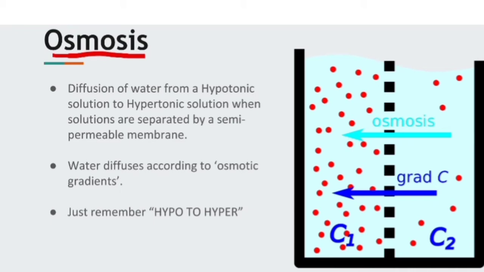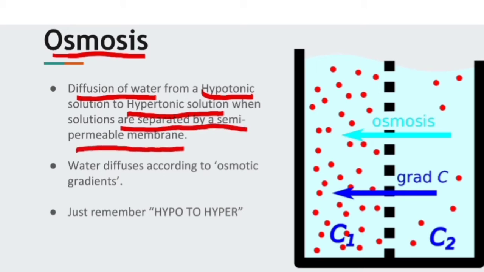So what is osmosis? Osmosis is the diffusion of water from a hypotonic solution to a hypertonic solution when the solutions are separated by a semi-permeable membrane. As you can see in this picture, there are two solutions, 1 and 2, separated by a semi-permeable membrane. What is the function of the semi-permeable membrane? It allows some particles, like water, to move across it.